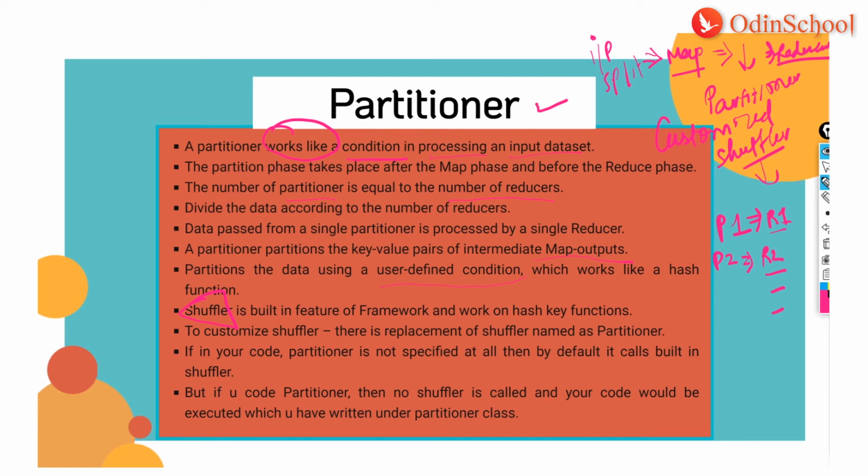Now if you are not writing anything about the partitioner in your job conf, then by default it will call the built-in shuffler only. If you are coding your partitioner in your code, then the custom shuffler, that means the partitioner logic only, would be implemented, and the built-in shuffler will not be called by the framework. So you basically have to write a partitioner class. Inside that class, you will write some logic, and that logic would be implemented to allocate the reducers. So we will see how it works.